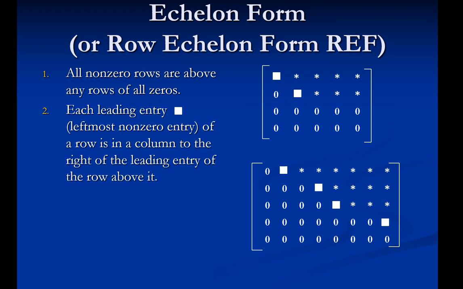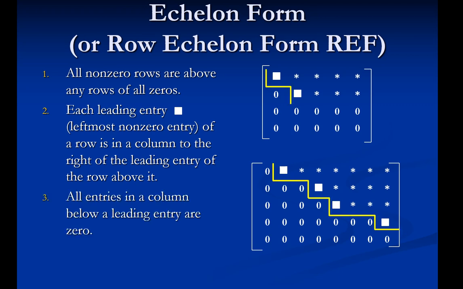And then each leading entry, which is the non-zero entry furthest to the left, has to be in a column to the right of the leading entry in the row above it. So we get this kind of stair-stepping pattern, right? The leading entries have to be further and further to the right as we go down the rows, and there have to be all zeros until we have that leading entry. And then the third rule is that all entries in a column below a leading entry are zero. So that's row echelon form.